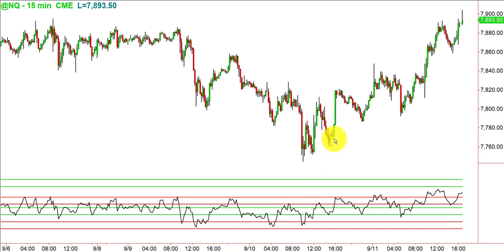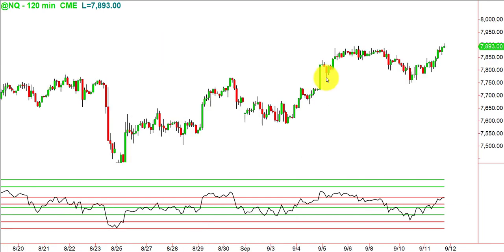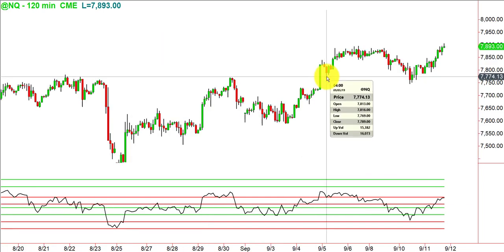And then there were 3 instances after that low occurred where the RSI power zones would have clued you in to an opportunity to go long. Okay. Now let's look at the 120-minute time frame. On the 120-minute chart, I pointed out support at 7769 as being important.